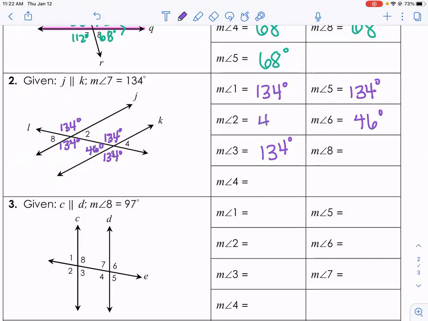And angle 2 is the alternate interior angle. 8 and 6 correspond. 8 and 4 are alternate exterior. So we have them all. This is so great. I figured this out. I know how to do this now.